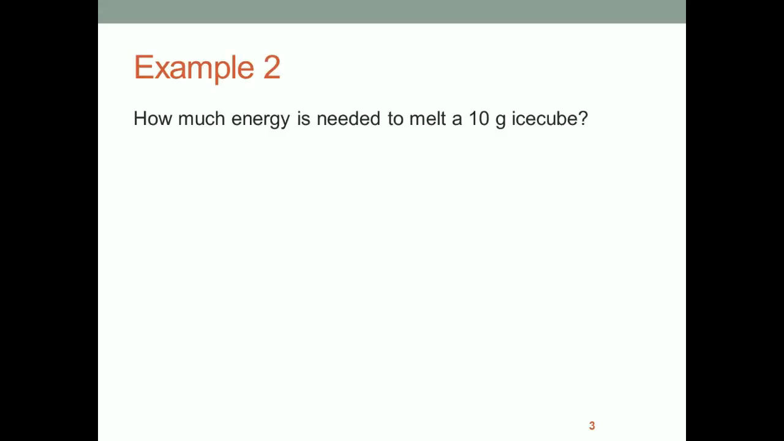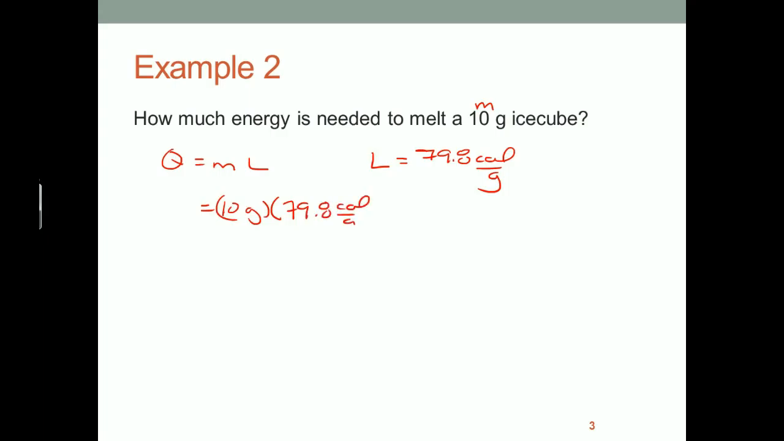For the second example, we're just going to melt an ice cube. So we need, for our latent heat, the latent heat of fusion for water, and that in the table is given as 79.8 calories per gram. The mass we're given as 10 grams up here, so that's 10 grams times 79.8 calories per gram. Therefore, it takes 798 calories.